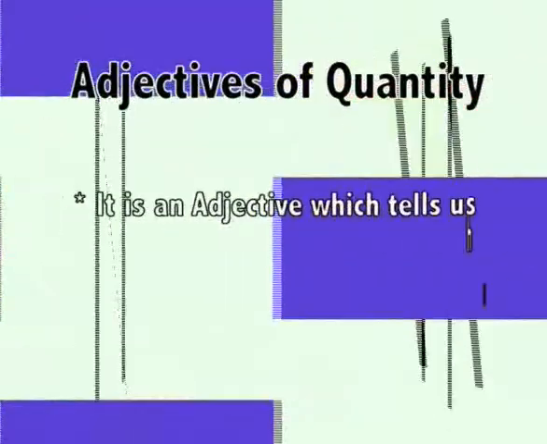An adjective which tells us how much of a thing is meant is called an adjective of quantity. In other words, it tells you about the amount of a thing. कितनी है वो चीज़? कोई भी चीज़ आप लो, कितनी क्वांटिटी में है, कितनी मात्रा में है वो. That is what we mean by the adjective of quantity. So the adjectives of quantity answer the question how much.